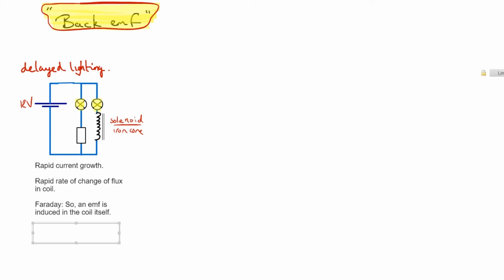So that means that, but Lenz, of course, says that that's going to oppose the change creating it, which is the power supply. So it's going to oppose the power supply. We know we can't just suddenly get more power from nowhere. That's what Lenz's law says. And so there's a delay while that happens. There's a momentary delay until the light in the coil comes on. So a really interesting example there.